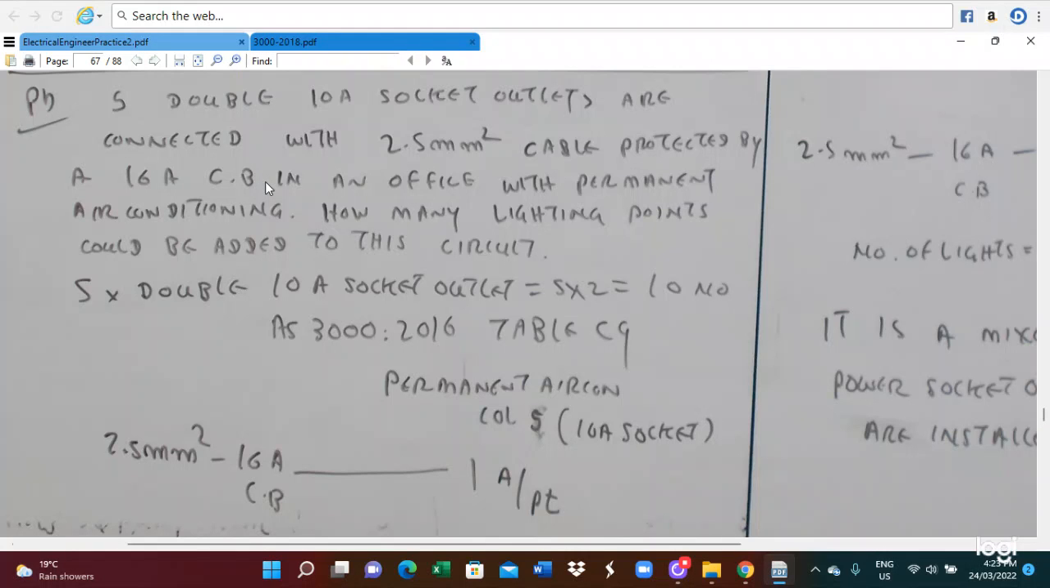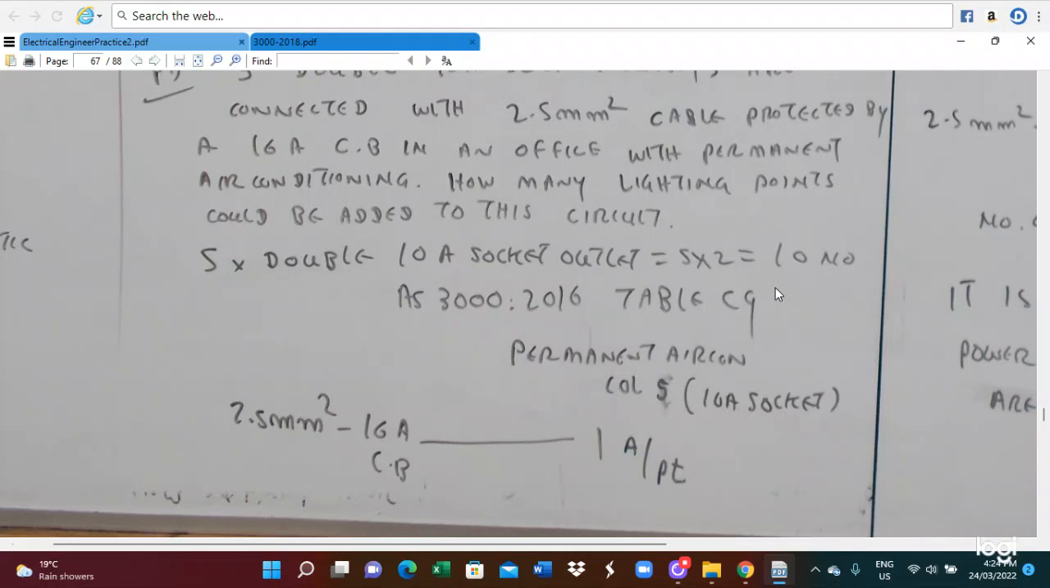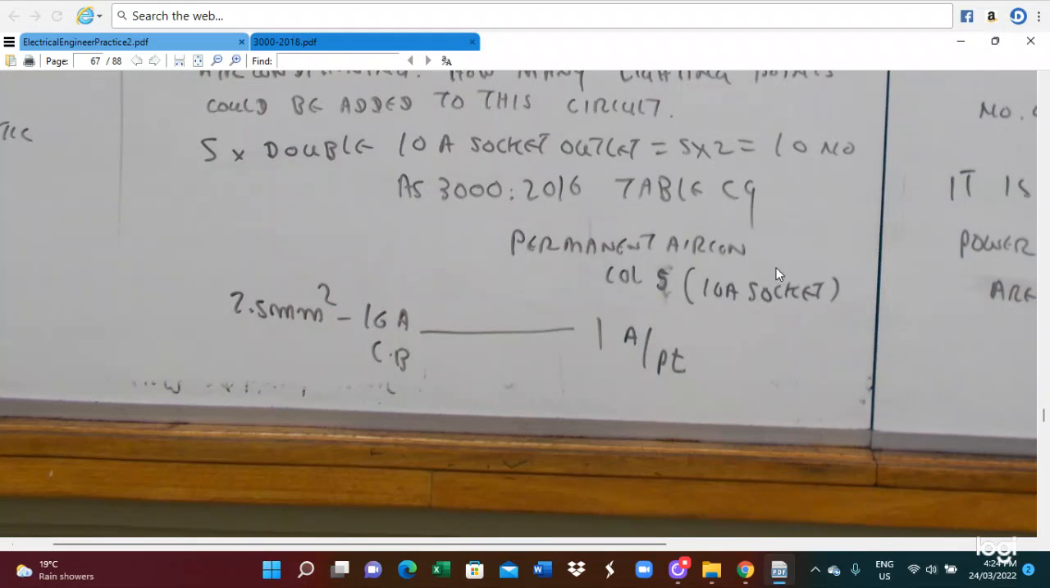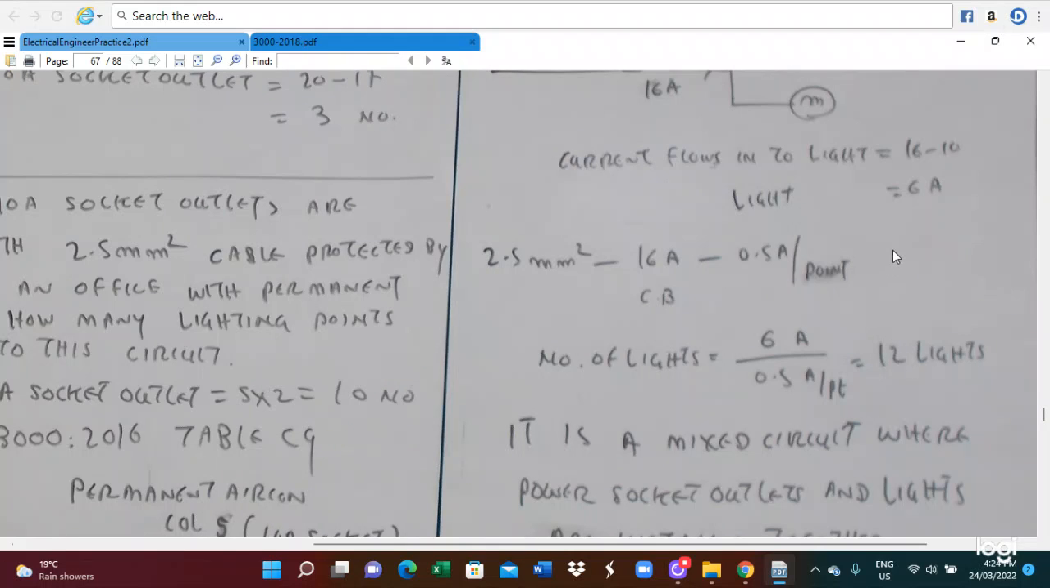So with 1 ampere per point, the total is 16 ampere because we use a 16 ampere circuit breaker. The total number is 16 divided by 1, so you can have 16 points. But we already have 10 points because of the 5 double 10 ampere socket outlets, 5 by 2 is 10. So the total is 16 minus 10, which gives 6. So you can add an additional 6 points. This is what we calculated.